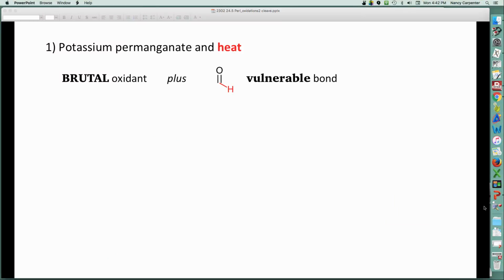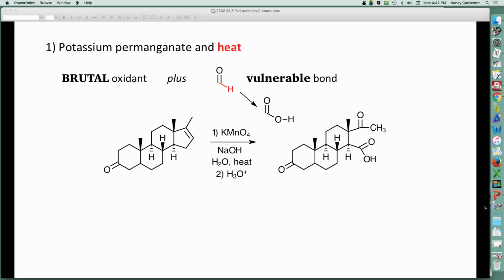Potassium permanganate and heat. The whole point of potassium permanganate and heat, and why we get carboxylic acid, is because once it oxidizes up to the aldehyde, there's no stopping it. So it goes all the way to the carboxylic acid under these conditions.